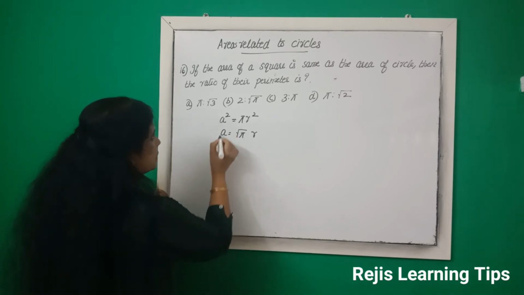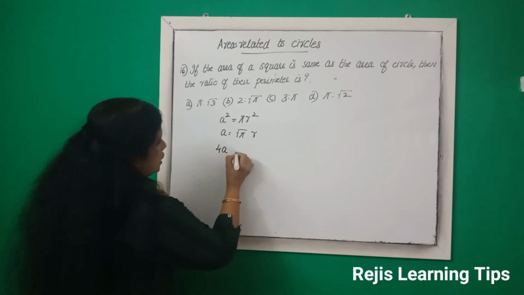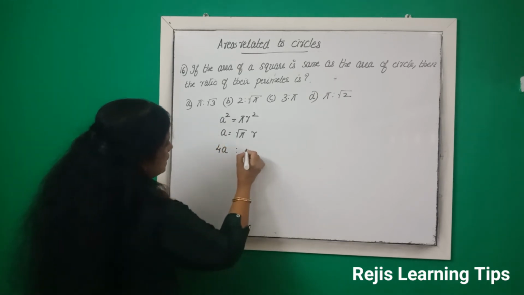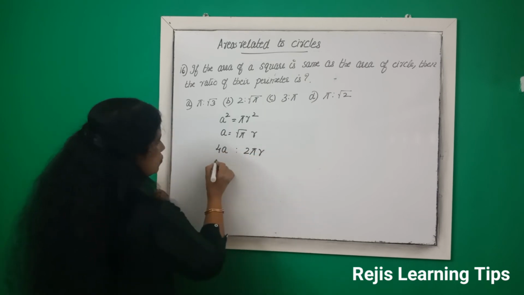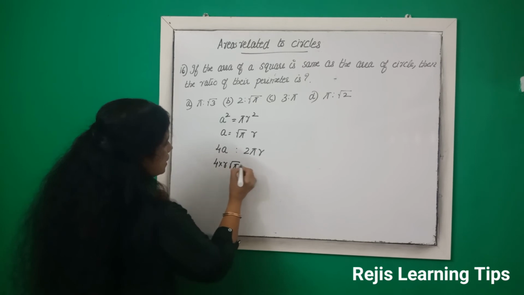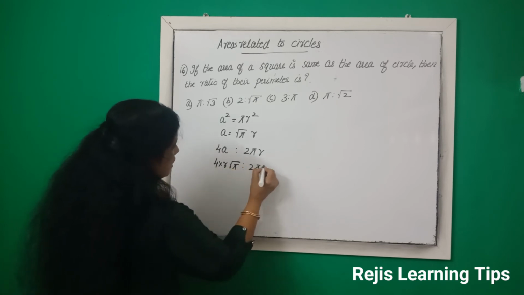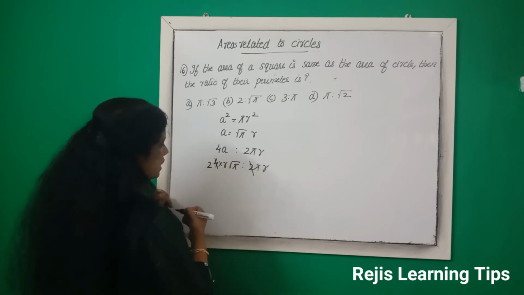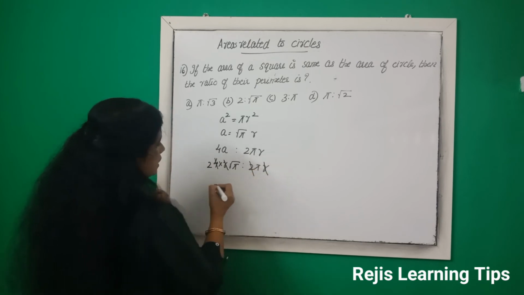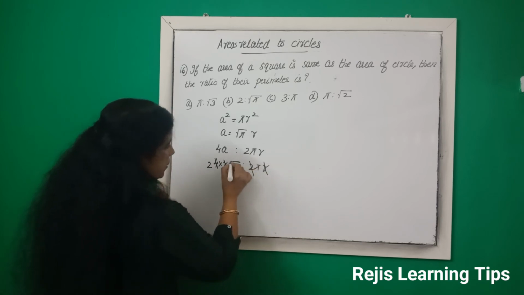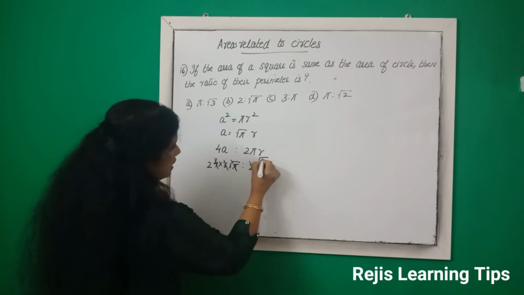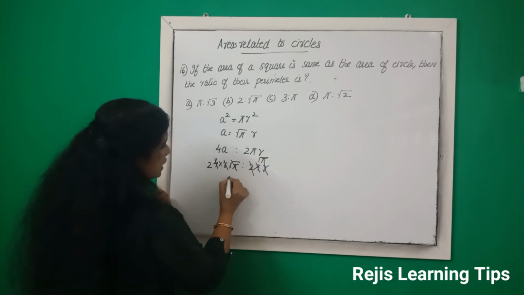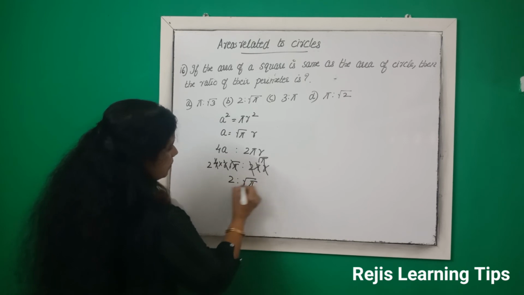Okay, then the ratio of their perimeter. Perimeter of a square, that is 4a, is to the perimeter of circle, that is 2 pi r. Then 4 into a, that is r root pi, is to 2 pi r. We can cancel this 4 and 2, then we will get 2 here, and r and r. Then root pi and pi we can cancel, then we will get root pi. So in the ratio 2 is to root pi.